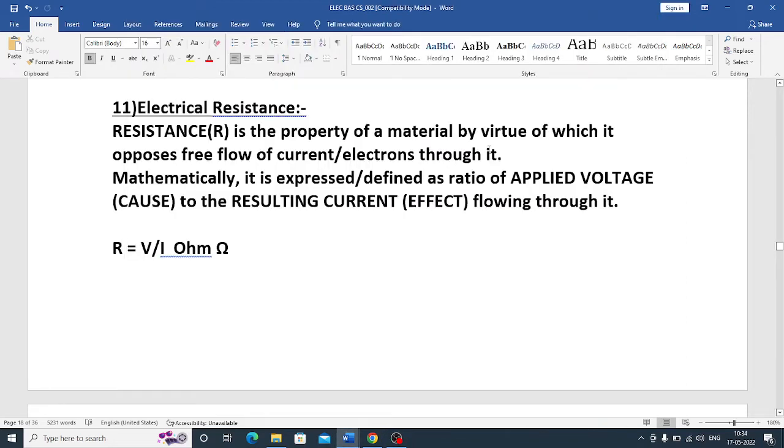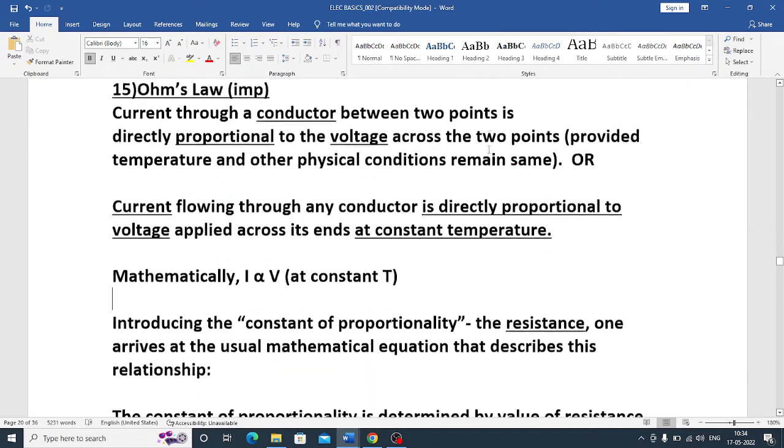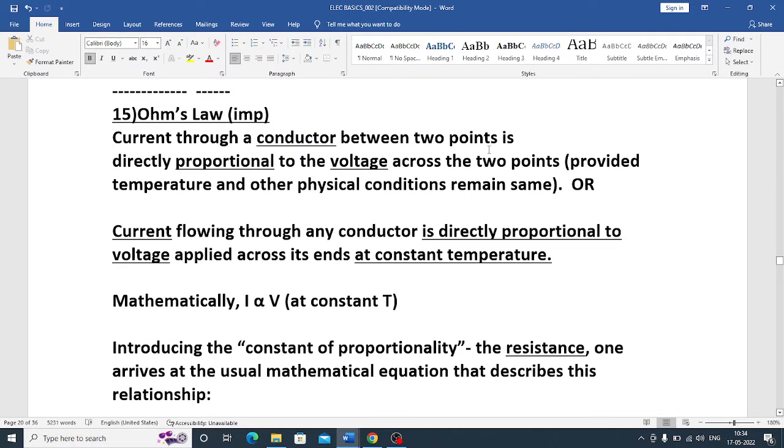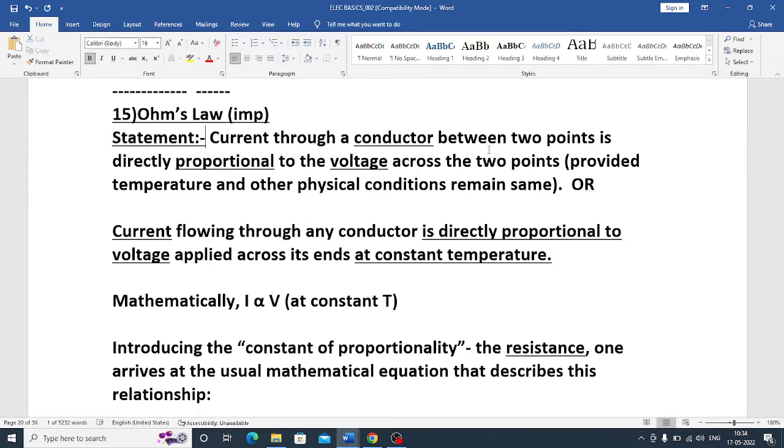Class 3, Ohm's law. So Ohm's law states that the current flowing through a conductor between 2 points is directly proportional to the voltage existing across these 2 points, provided temperature remains constant. Okay, the second statement is easy.